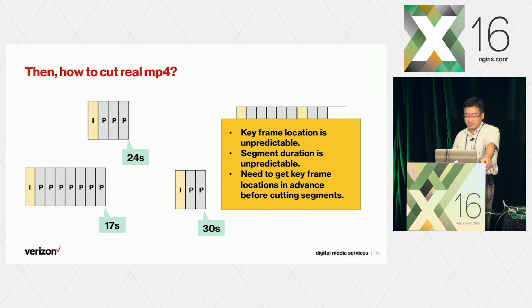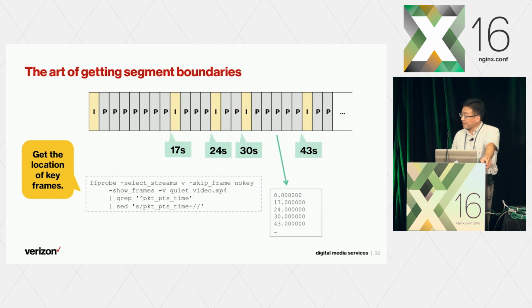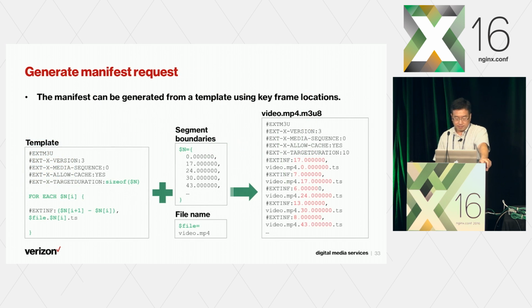The main question here is, how are we going to get the key frame location in advance? Without that information, we are not able to generate any single segment. We can get that information by running FFprobe. If you run FFprobe with those parameters, then FFprobe returns the location of each iframe. Then you have the list of iframes, and you know what the manifest has to look like. Then you can combine those two pieces of information to construct the manifest file for that particular MP4 file.